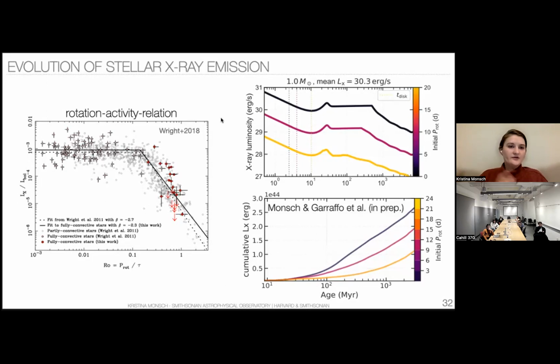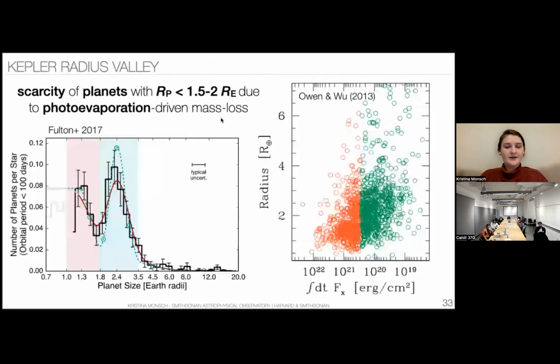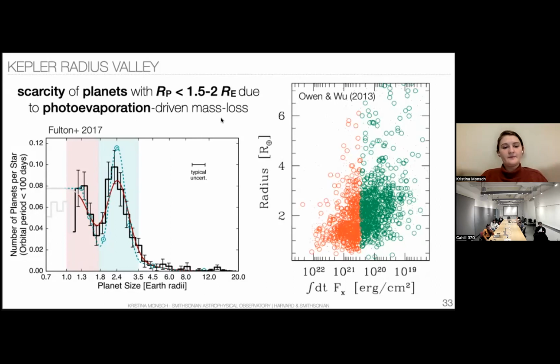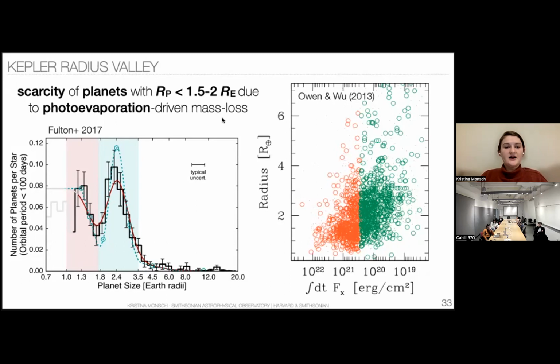So first of all, for example, for the Kepler radius valley, which I know you guys at Caltech are working a lot on. It's the scarcity of planets with radii between 0.5 and 2 Earth radii. And there have been basically two leading theories on what could cause this radius valley. And one of these is photoevaporation by a central star.